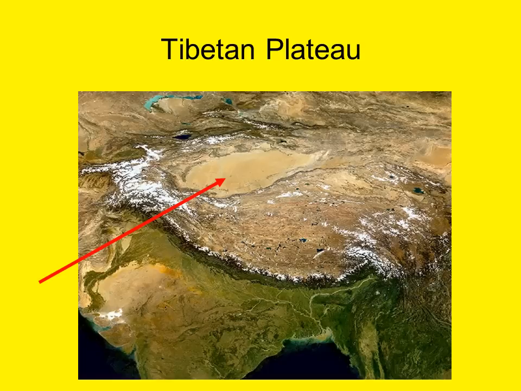The Tibetan Plateau, sometimes called the roof of the world, is the world's highest and largest plateau. For a point of comparison, it's about 4 times the size of France, the nation of France. The average elevation approaches about 15,000 feet. Interestingly, all of the world's 14 largest peaks over 26,000 feet are found in this region.